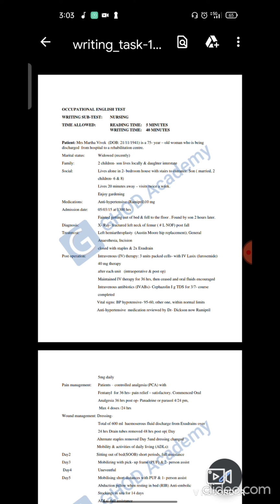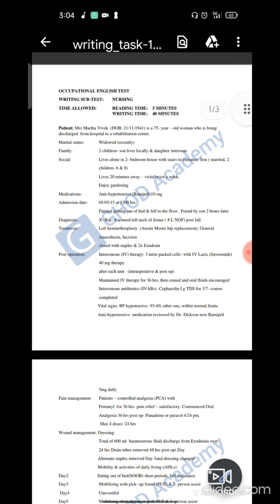So now you can read the remaining things. Marital status: without, family: two children, son lives locally and daughter interstate, and they have given social history, lives alone. Then medications, antihypertensive, Ramipril mg. Admission date is important, 5/3/2015, and she fainted getting out of bed and fell to the floor, found by son. Diagnosis, X-ray, fracture left neck of femur. Treatment, left hemiarthroplasty, that is hip replacement surgery, under general anesthesia. And there is an incision with drip.